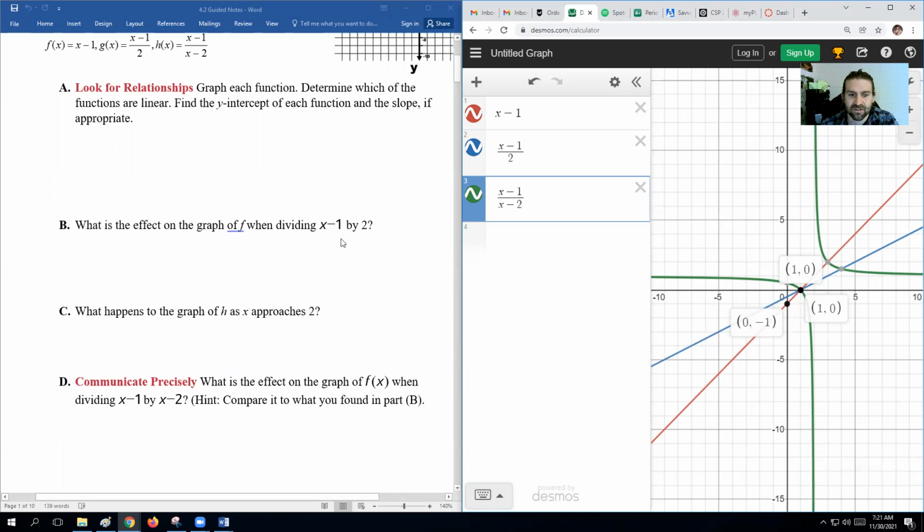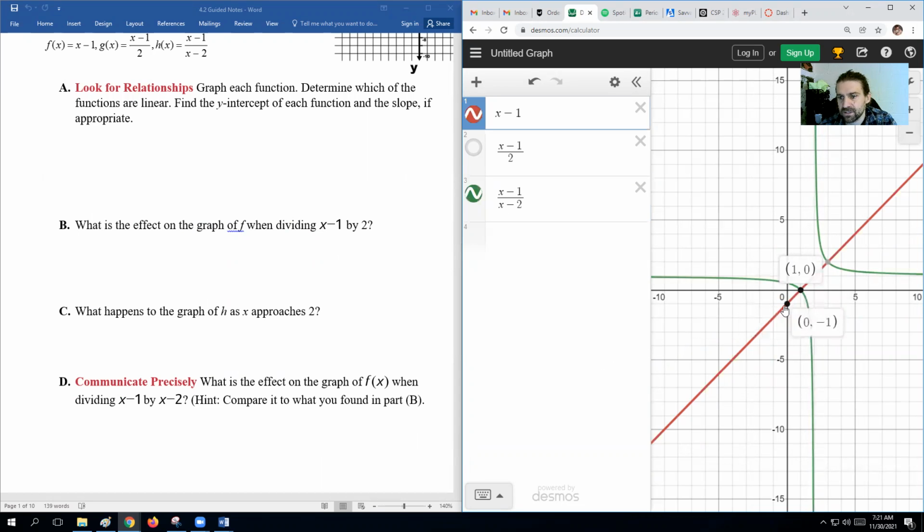So what is the effect on the graph of f of x when dividing x minus 1 by x minus 2? We're going to compare that to what we did. Let me get rid of the blue line here. If we look at every point, we have different slopes. 0 is at -1 on one, and on this one 0 is at 0.5, because we take our answer and divide it by 0 minus 2. So -1 divided by -2 is equal to 0.5.